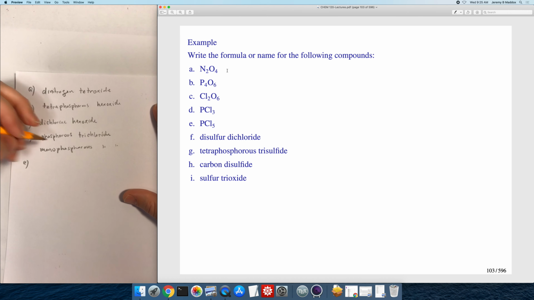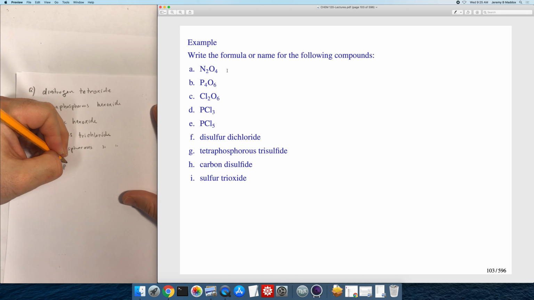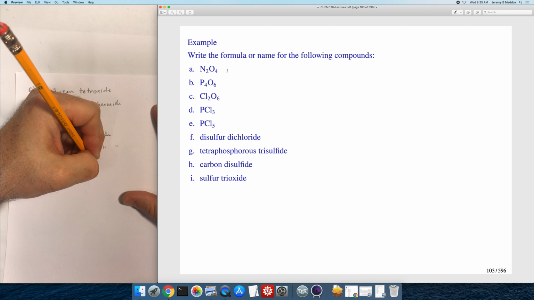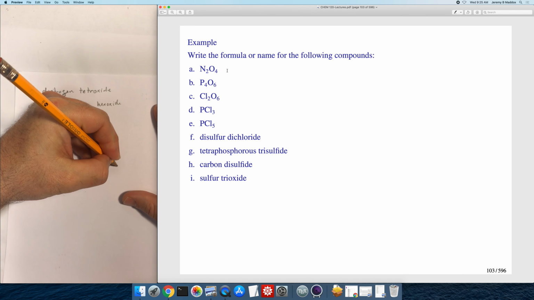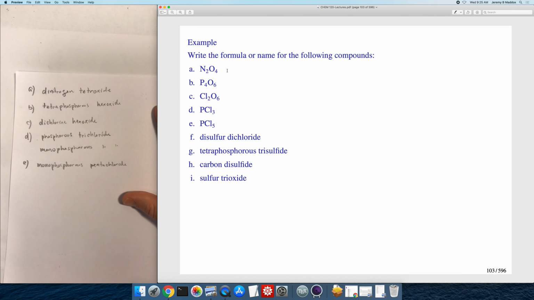Part E, this would be, I'll go ahead and do monophosphorus. We'll call it pentachloride. Like that. Parts F through I, we're going the other way.